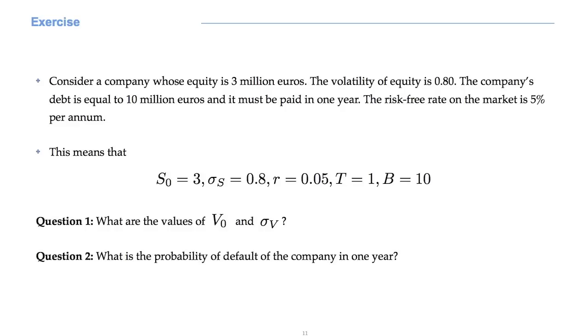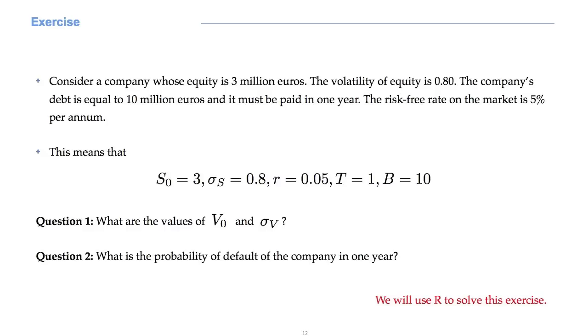Let's consider the following exercise in order to see how Merton's model works in practice. We have a company whose equity is 3 million euros, the volatility of equity is 0.8, the company's debt is equal to 10 million euros and it must be paid in 1 year. The risk-free rate on the market is 5% per annum. Question 1. What are the values of V0 and sigma V? Question 2. What is the probability of default of the company in 1 year?